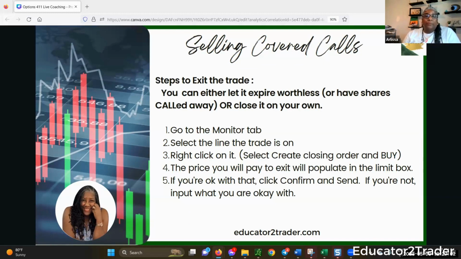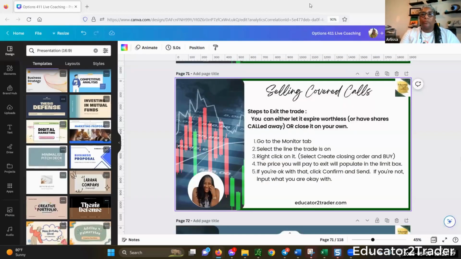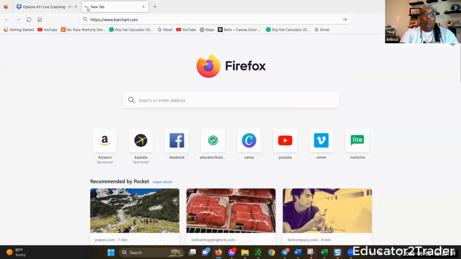or you can close it on your own, just like you did with puts. You go to the monitor tab like we've showed you before, click on it. Then you're going to close the order, do a closing order. Remember, if you sell to open, then you need to buy to close. The price you want to pay to exit will populate. If you're okay with that, you click confirm. If not, you input what you want. Let's go to Barchart first and look at what would be some good opportunities.